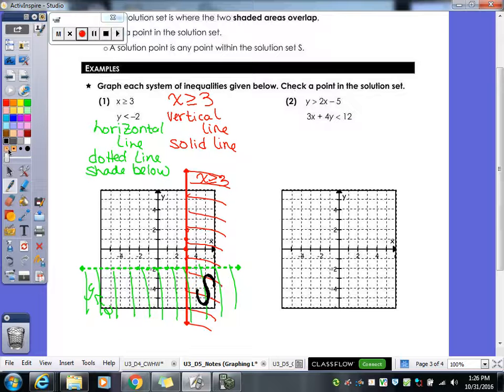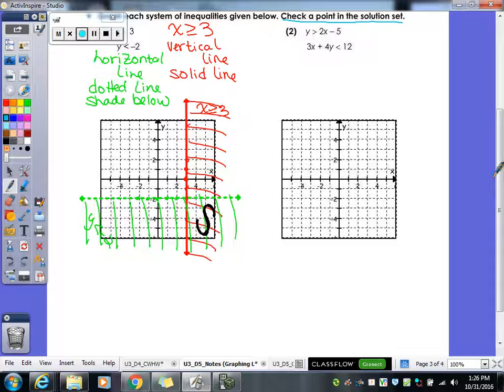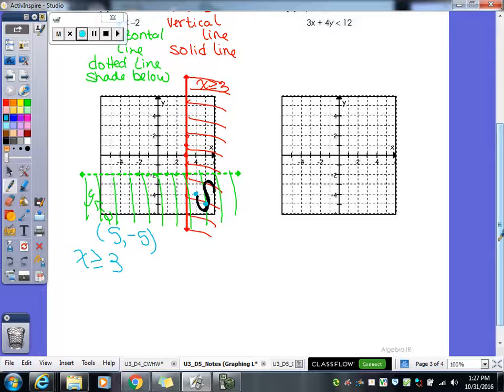So what they want us to do, it says up here, is to check a point in the solution set. So somebody pick for me a point from over there in our solution set. Any point. Okay, 5, -5. We can use that one. So all we have to do is check it in both of our inequalities, see if it comes out to be true. So our first inequality was x is greater than 3. What number would I plug in for x? 5. So is 5 greater than or equal to 3? Yep. So it works in the first one, so it checks.